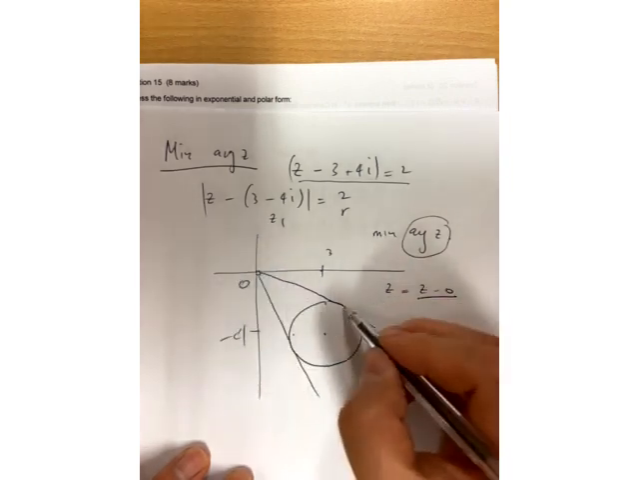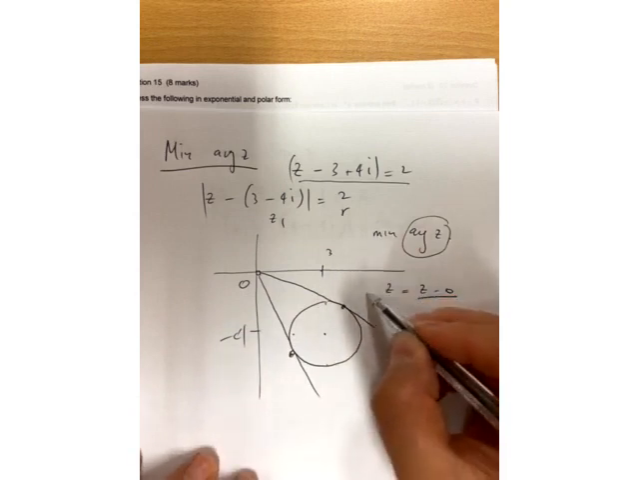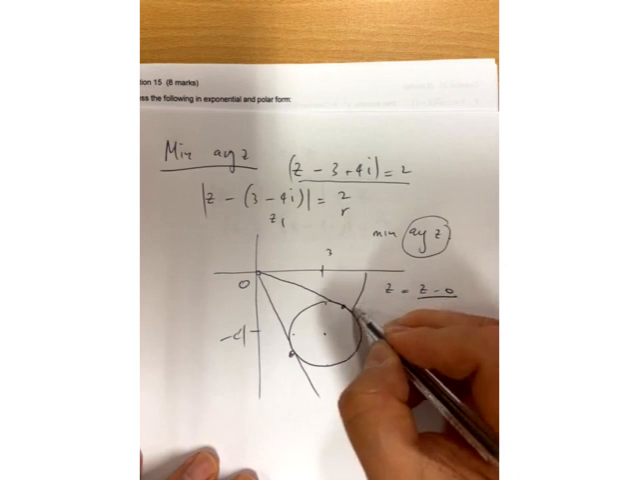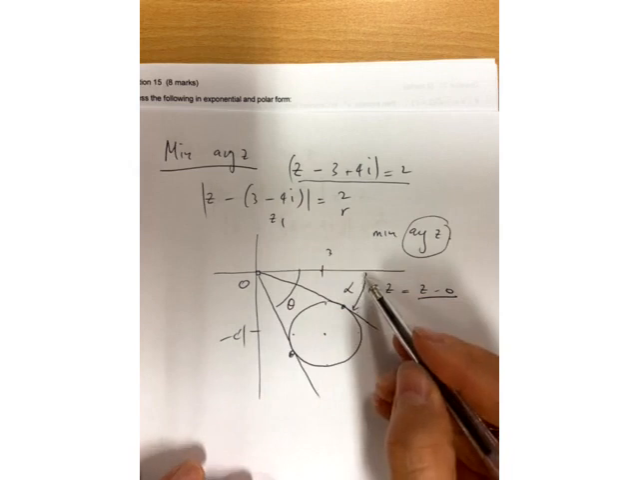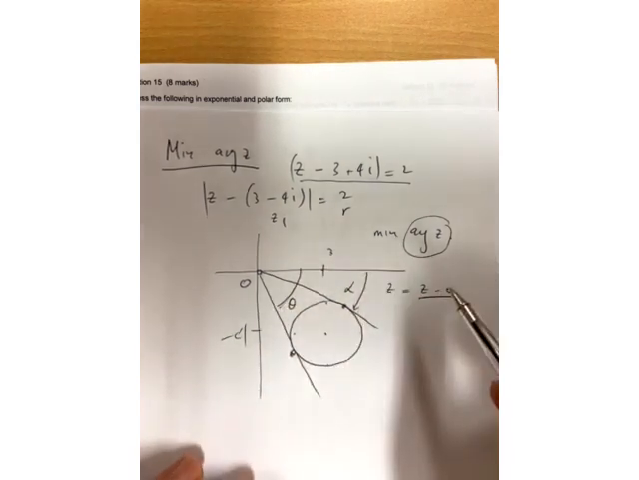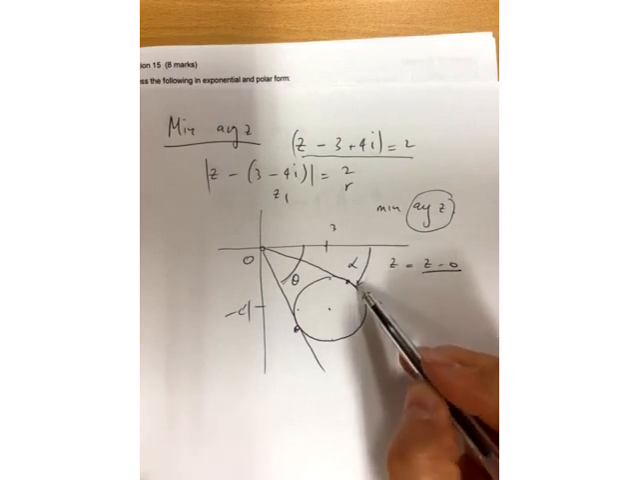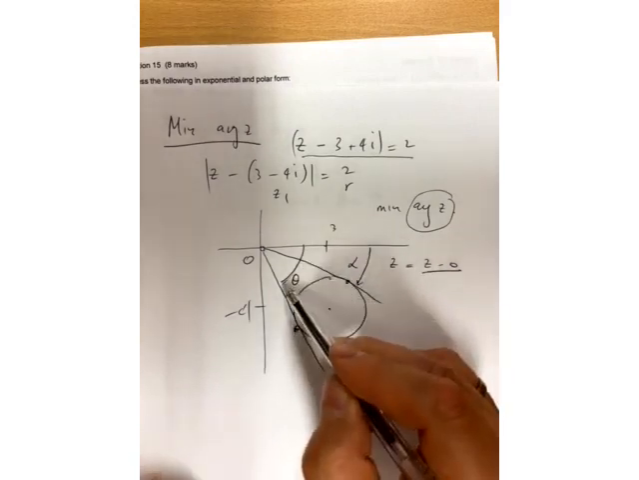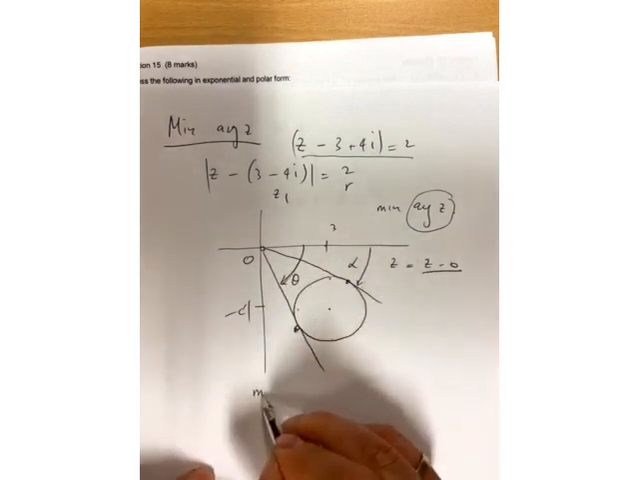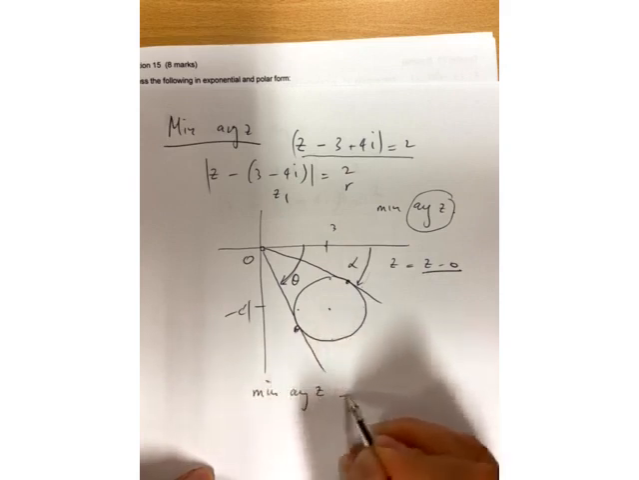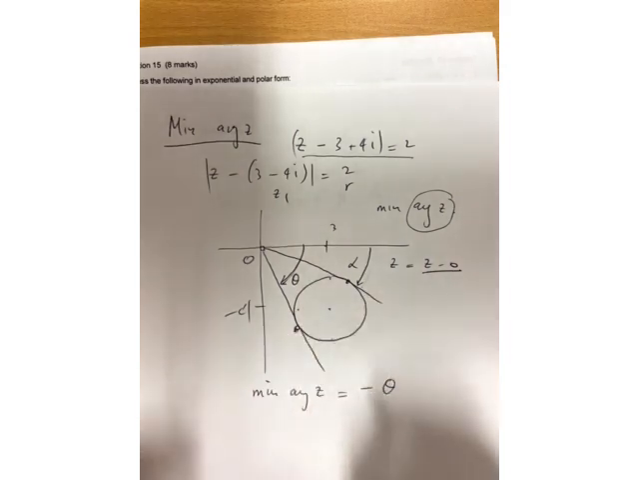Now, because z is down here, it's going to represent a negative argument every time you go down here. So let's say this is alpha, and let's say this is theta. Now, in terms of size, alpha would be smaller than theta. But in terms of argument, this would be the bigger argument, and this would be the smaller argument, simply because it's a bigger negative number. So the minimum argument of z is going to be negative theta, theta being the size of that angle. Now, how are you going to find that angle?